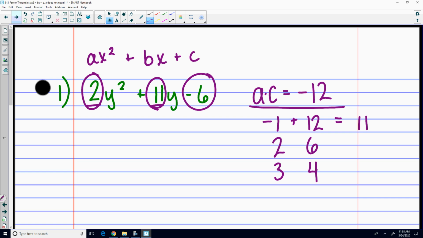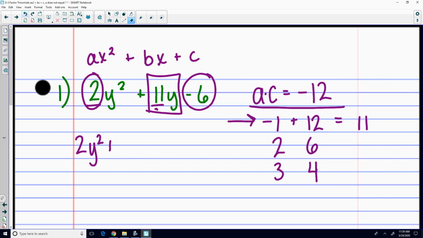Okay? All right, here is where the step changes. I rewrite the middle term, this 11y, as these 2 factors. So I'm going to write the first term as it is, 2y squared. And then I'm going to leave a little room. And then my last term is still going to be minus 6, but I need to replace this 11y right here with negative 1 and 12.